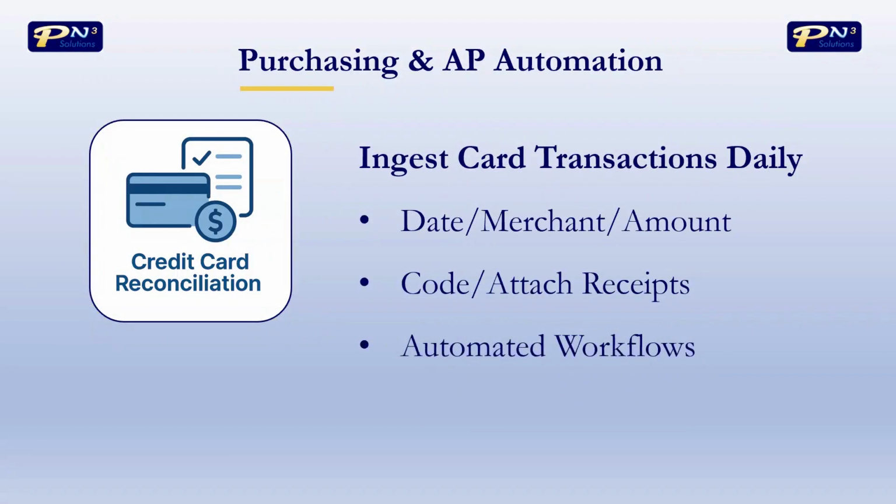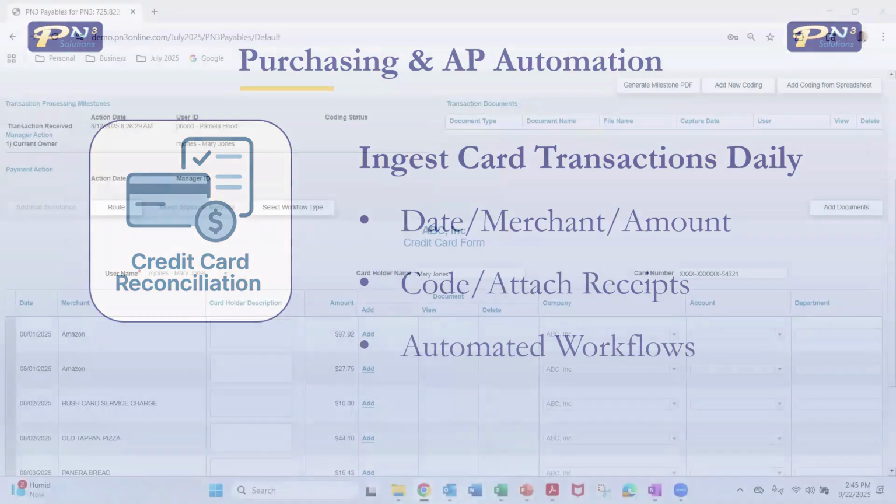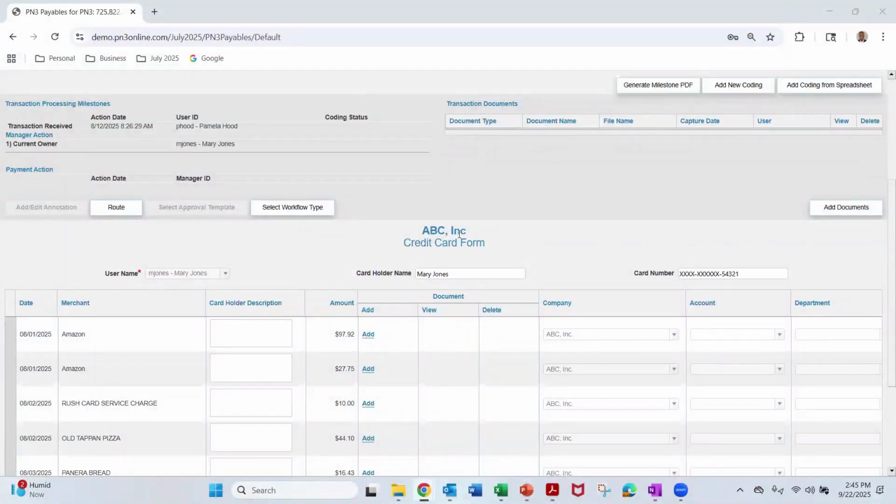Streamline staff credit card reconciliation. Ingest card transactions automatically on a daily basis with date, merchant, and amount. Easily code and attach receipts with automated workflows. Cardholders' credit card charges are automatically ingested into PN3 each day. Date of the charge, merchant, and the amount. And cardholders may use PN3 to code and attach backup.